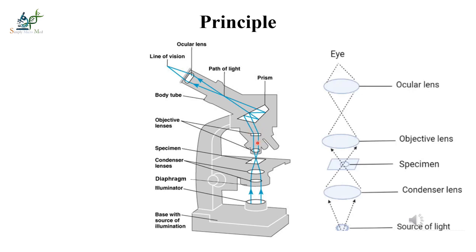When these light rays pass on and reach the ocular lens, the ocular lens will also magnify the image. And from here, with the help of our eyes, we can see the enlarged view of the microorganism or the object.